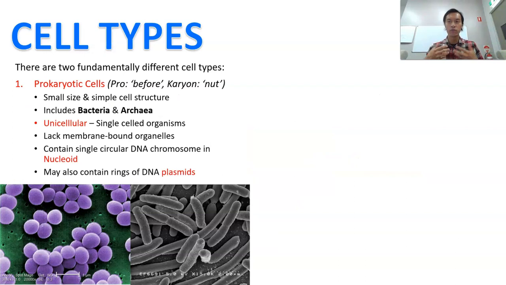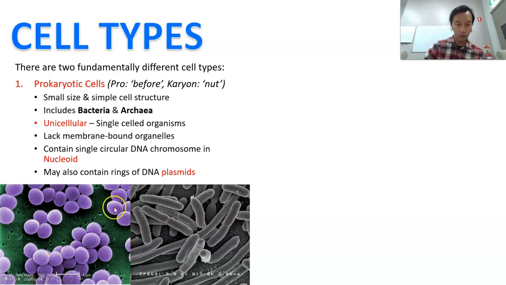There are fundamentally two different types of cells. You've got your prokaryotic cells and you've got your eukaryotic cells. Prokaryote refers to before the nut or the kernel, karyon being nut or kernel, referring specifically to the nucleus. So a prokaryotic cell lacks a nucleus. It is generally small in size and simple in cell structure. It includes things like bacteria and archaea. They're unicellular, single-celled organisms, and they also lack particular organelles like the mitochondria. The DNA is in a particular region called the nucleoid and is made up of these rings called plasmids.